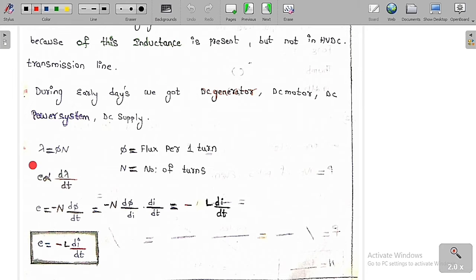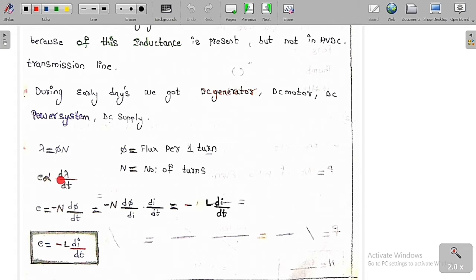I have already told you the total flux linkage is equal to flux per one turn into the total number of turns, where phi is the flux per one turn and N is the number of turns. If you multiply N into phi, you get the overall flux produced by the N number of turns. So lambda is equal to phi into N, the total flux produced by N number of turns.